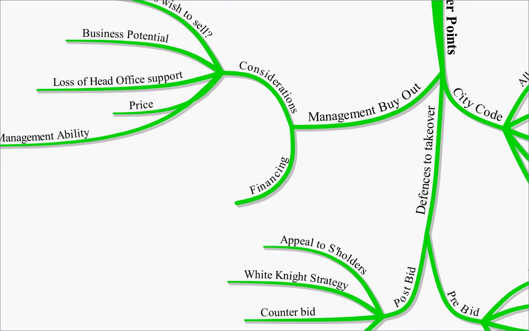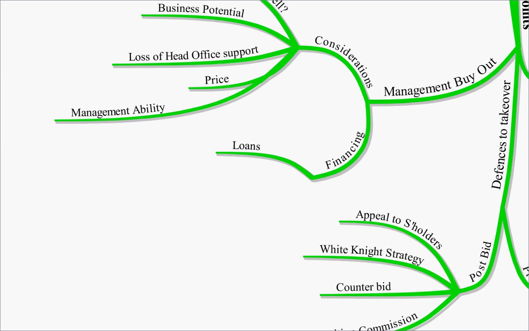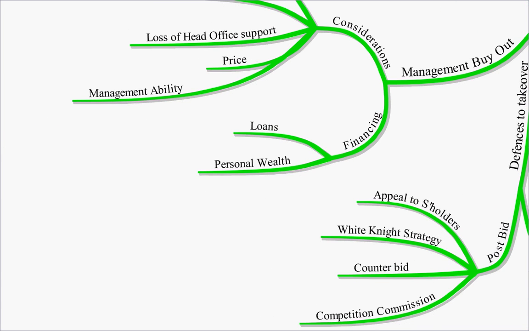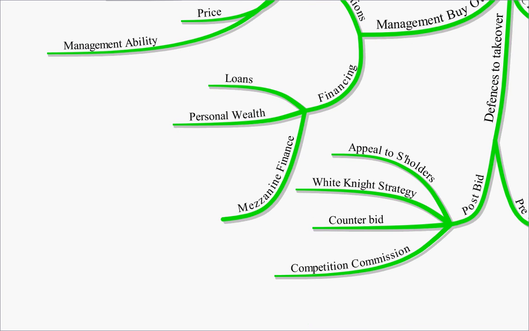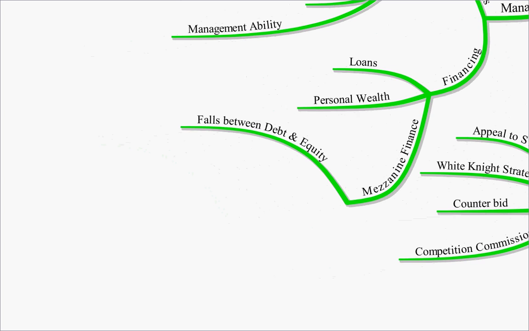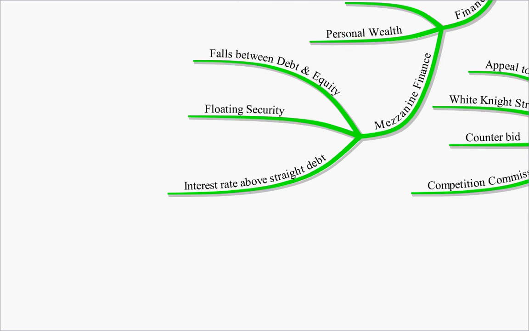So financing that management buyout, how do they do it? Well, they could take out loans, they could use their personal wealth, or they could use something called mezzanine finance. This sort of finance falls between debt and equity. It's neither one nor the other. It has floating security over the business assets. Downside of it, though, that the interest rate is going to be above straight debt, so they will have to pay for it.